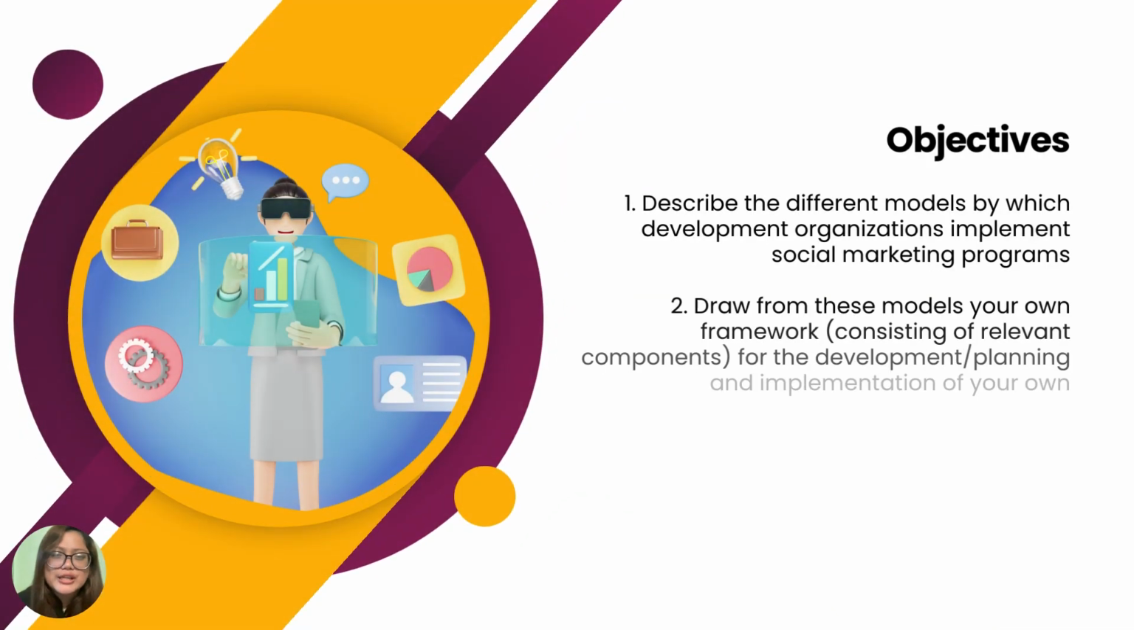But before we start the discussion, let us first enumerate the objectives of this lesson. First, we hope we would be able to describe the different models by which development organizations implement social marketing programs. And second, draw from these models your own framework. This is very important because we have this term project under the 2.8 that we need to develop, plan, and implement our own social marketing program.